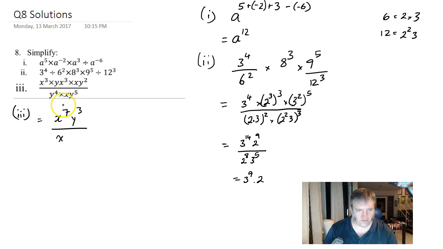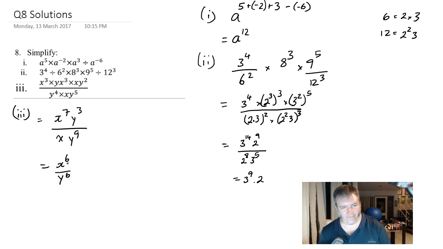Denominators, there's only one x on the bottom, and y to the power of 4 times y to the power of 5 is y to the power of 9. Cancel x to the power of 1. 7 minus 1 is 6. I'm left with x to the power of 6 on top. 3 y's on the top, 9 y's on the bottom, so obviously there are more of them on the bottom. y to the power of 6 is how many are left over. And that's all you have to do. That's the answer for that one.